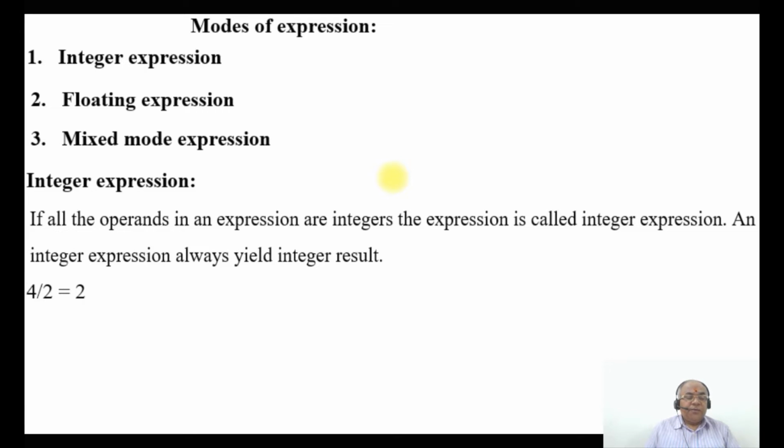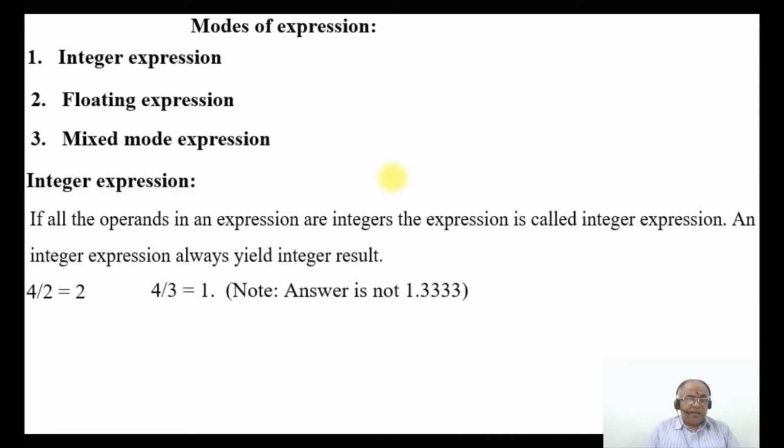So that means 4 divided by 2 is equal to 2. What is an integer? An integer is one wherein you don't have a decimal point. So 4 is without a decimal and 2 is also without a decimal. So the result will also be without a decimal: 2. So that means an integer expression always gives an integer result.